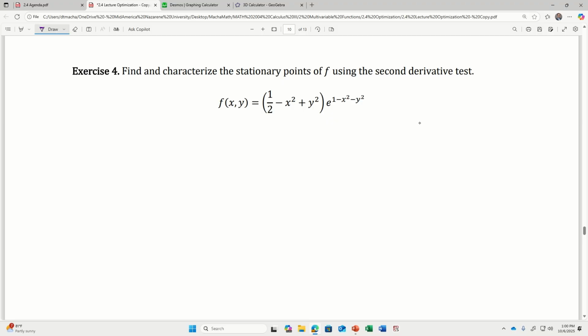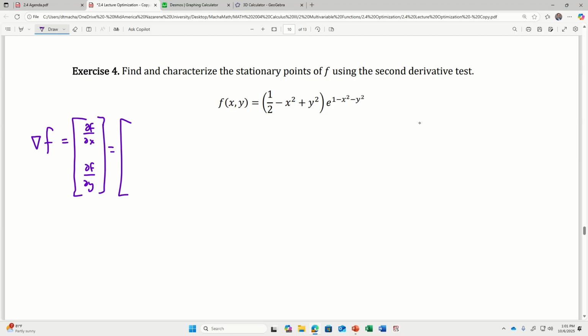So we're looking for stationary points. A stationary point is where the gradient is equal to 0. So I take the partial with respect to x and the partial with respect to y. And the partial with respect to x is not super easy. We're going to have to do a product rule. Remember your old derivative product rule?